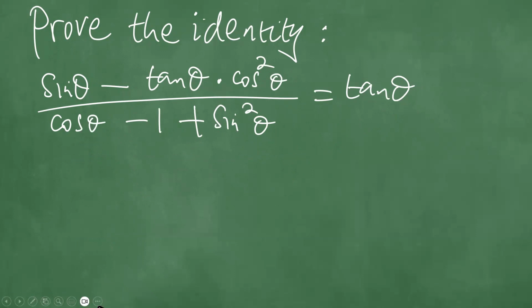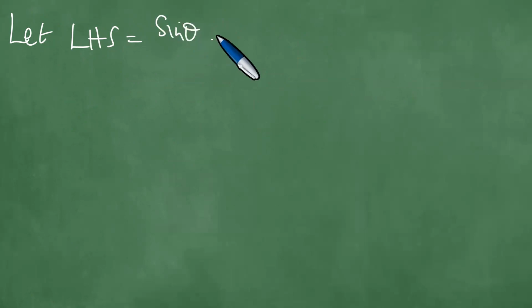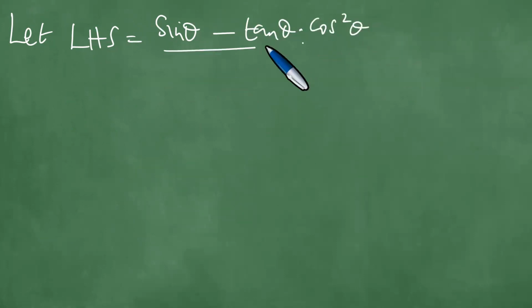How do you prove this one, Tando? We start with the left-hand side. We're going to let the left-hand side be equal to sine theta minus tan theta cosine squared theta, over cosine theta minus 1 plus sine squared theta.